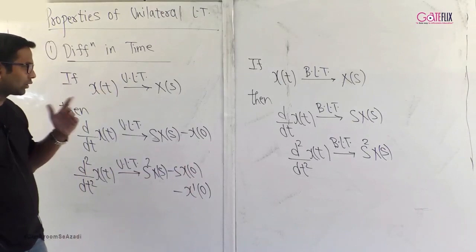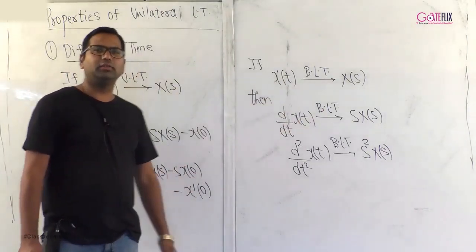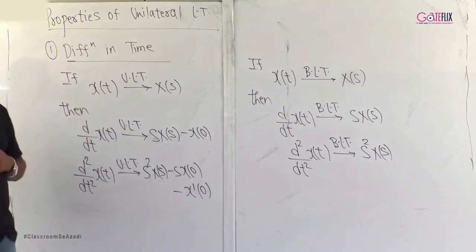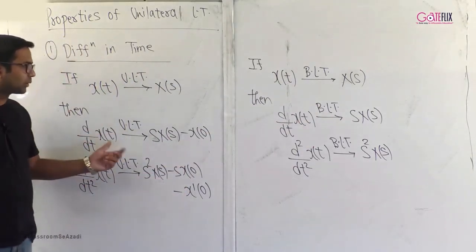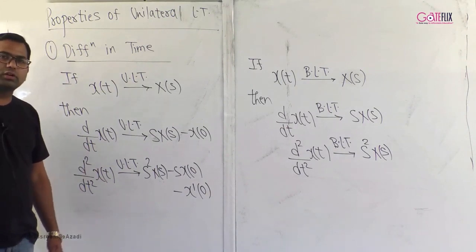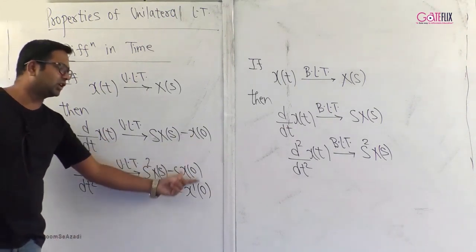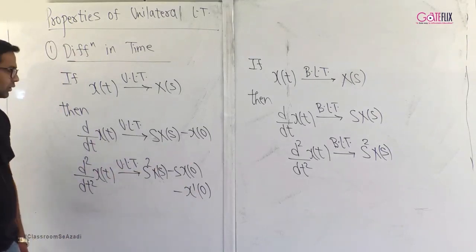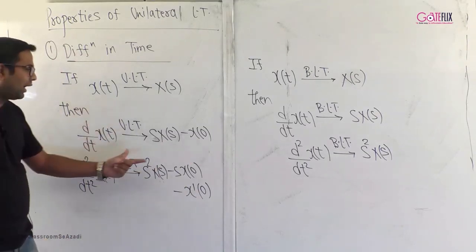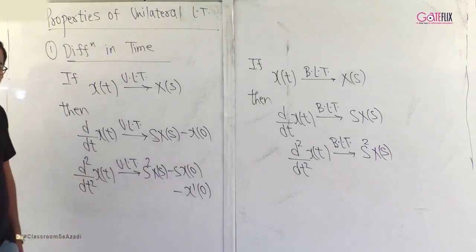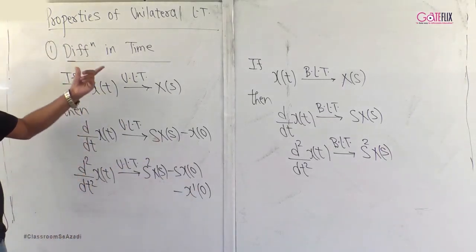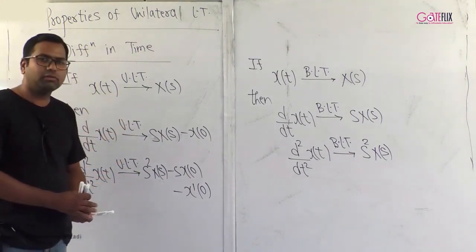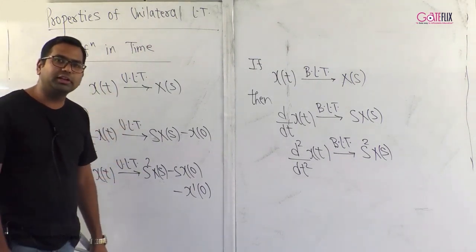If the initial conditions are not given, you use bilateral. If they give you initial conditions, that x of 0, x dash of 0, then you should use unilateral Laplace transform. This property is widely required for solving differential equations with initial conditions. When we discuss GATE questions, we will discuss a question where a differential equation has initial conditions, and we will solve that differential equation by using the differentiation property of unilateral Laplace transform. We will go to the next property, which is integration in time.